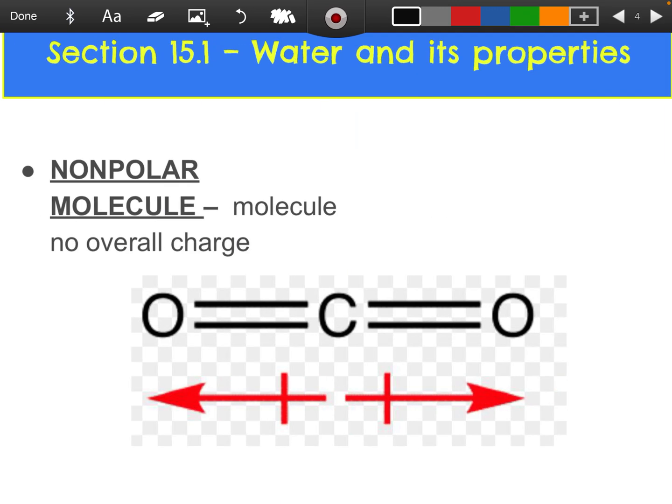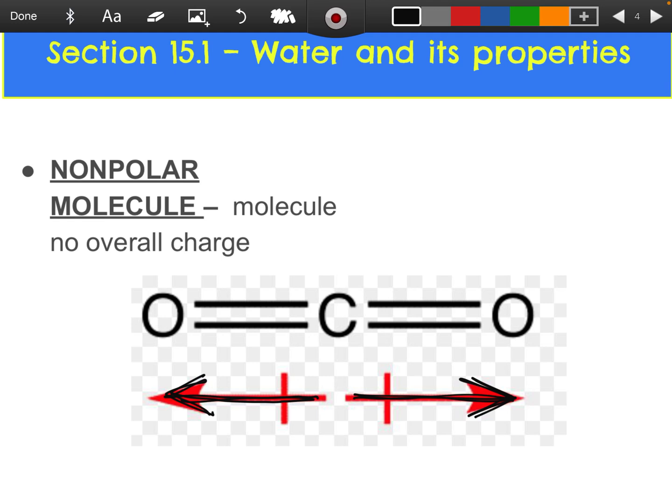Nonpolar molecules means that the molecule does not have an overall charge. If you look at the shape of CO2, how it's drawn here, think about it as a tug of war. One oxygen is pulling to the left with a specific strength. The other oxygen is pulling to the right with a specific strength. Because both sides are oxygen, they're pulling equally.